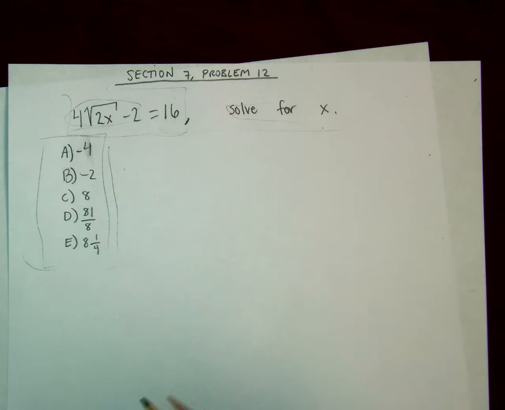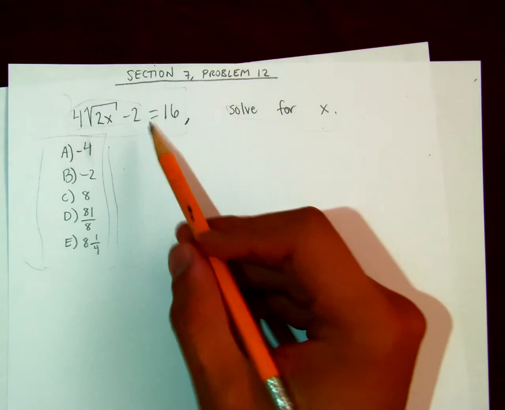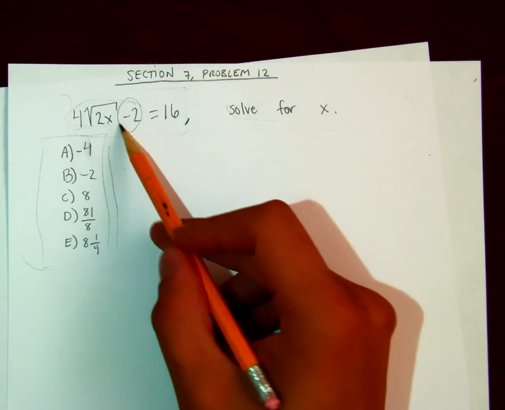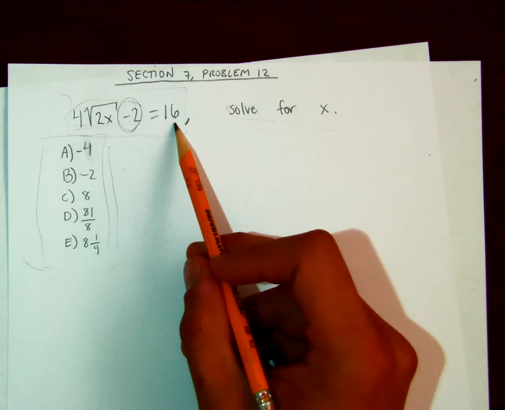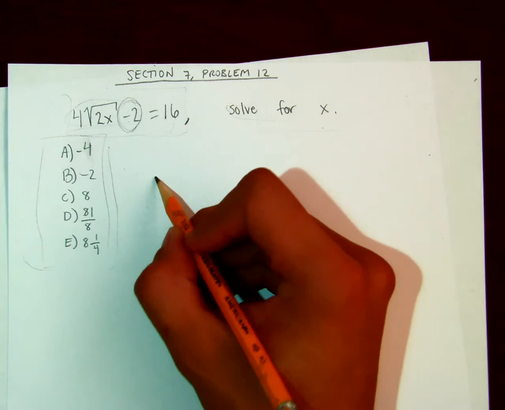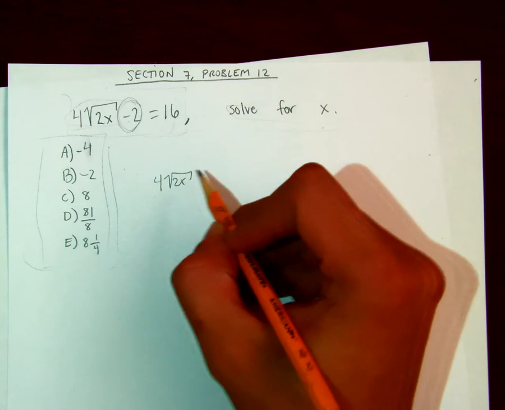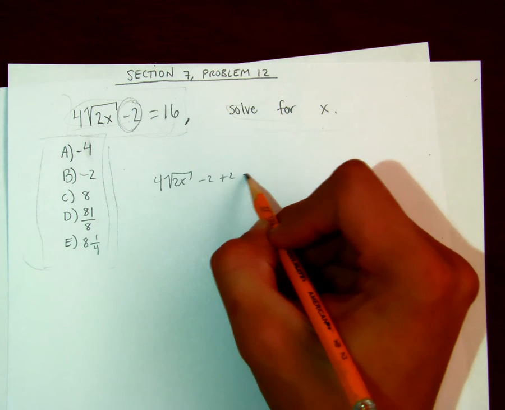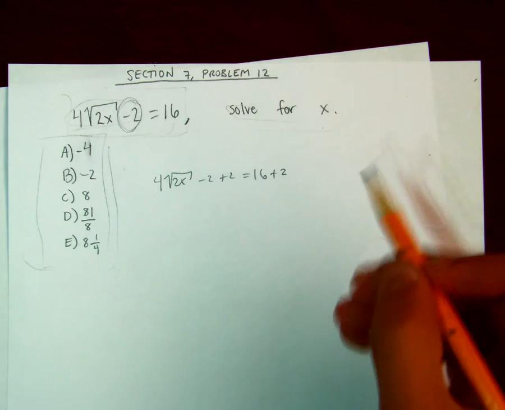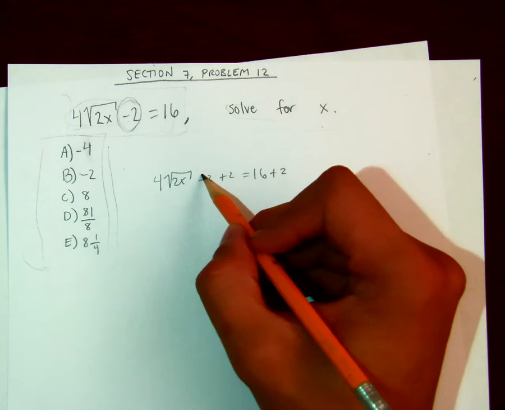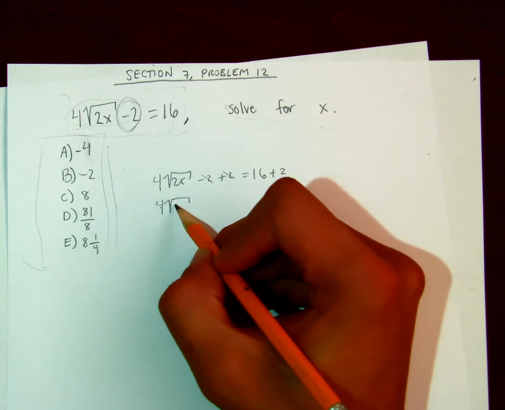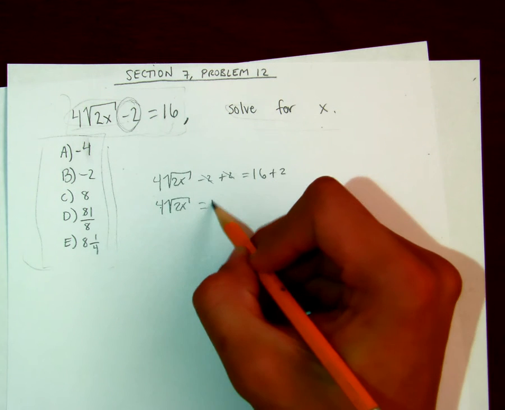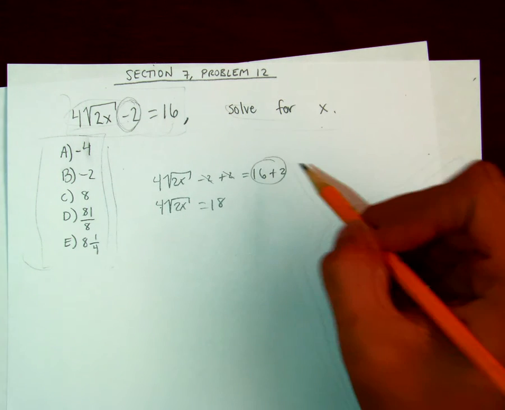So the first step is to move the first term to the other side. The first term we are moving is this negative 2. To move that 2, we must add 2 to both sides to cancel this negative 2. So 4 square root of 2x minus 2 plus 2 equals 16 plus 2. You can cancel these two terms and you will be left with 4 square root of 2x equals 18 because you add these two values.